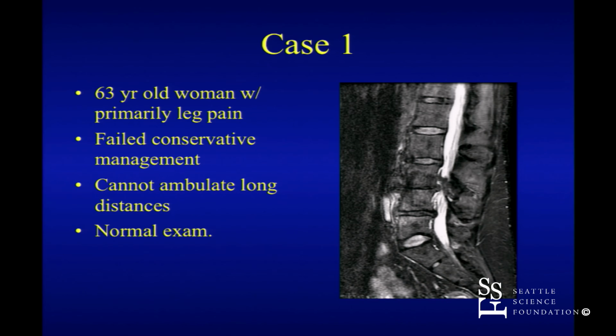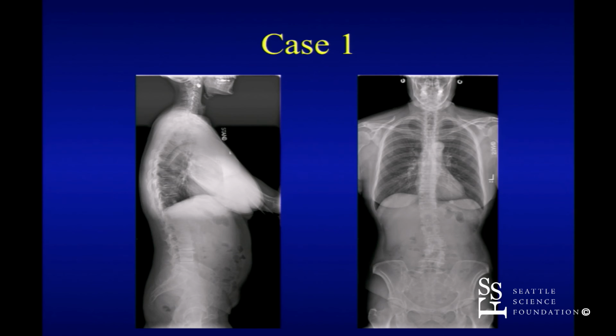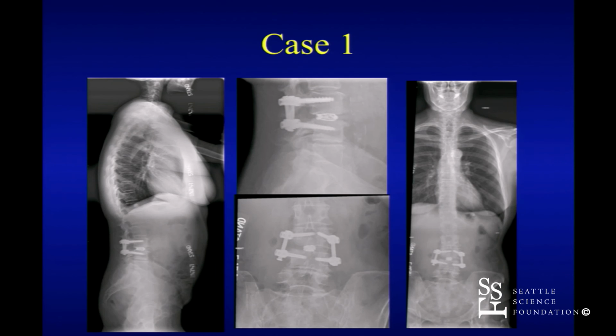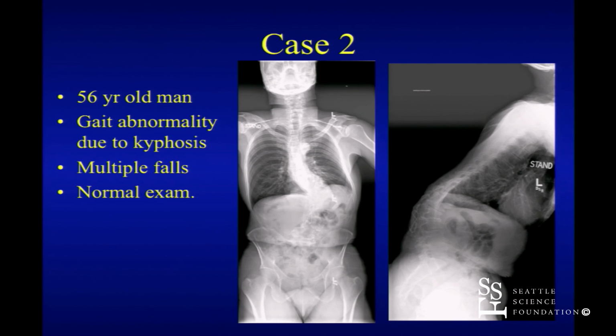This is a 63-year-old woman with leg pain. She failed conservative management, can't ambulate long distances, normal exam. She clearly has some central stenosis over here. Look at her films. She's got a little bit of degenerative scoliosis, really not a big deal. Her overall alignment's pretty good, so she would be a class 1, right? So for this lady, she can just have a small MIS TLIF and be done with it and be happy.